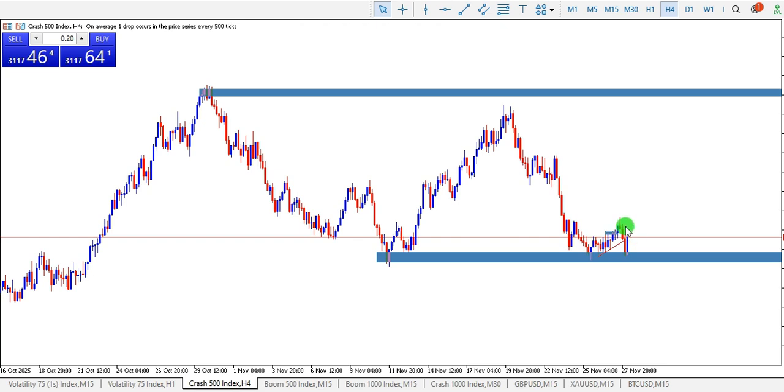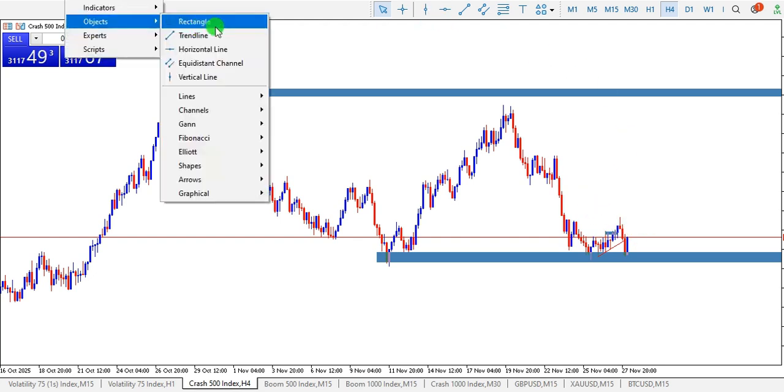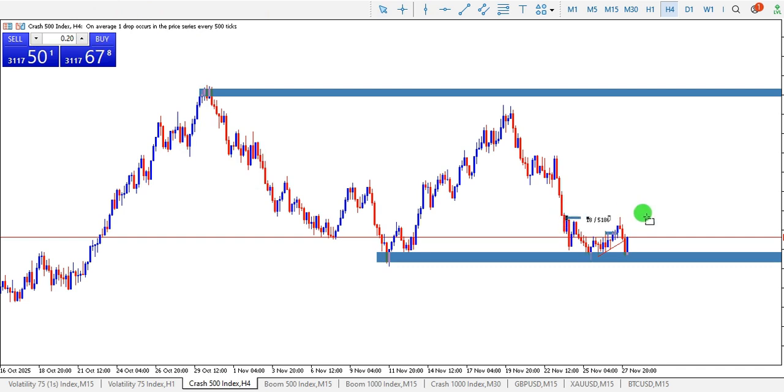Now, what do I mean by internal break of structure? If you can see a breakout above this zone right here, remember please, this is a 4-hour chart. If you can see a breakout above this zone, then it's a break of structure, of which you can then target this next zone here.